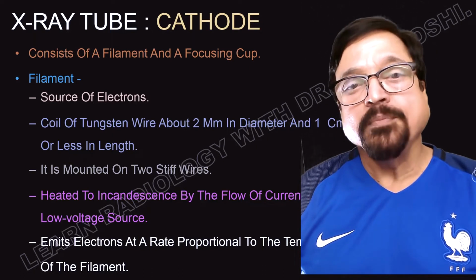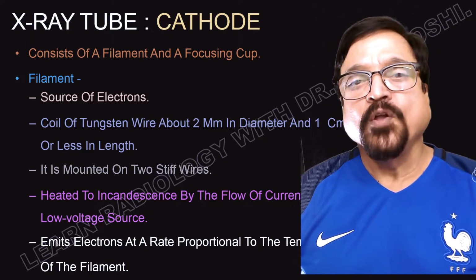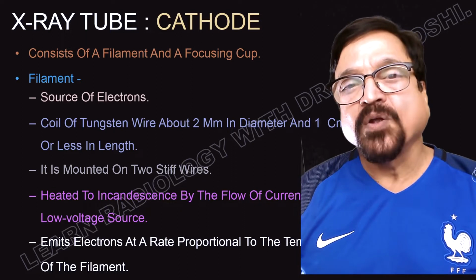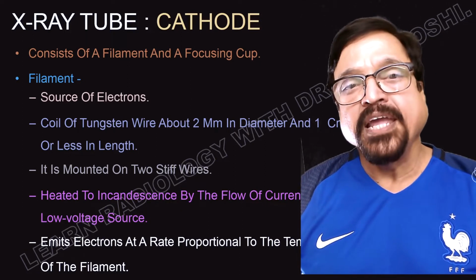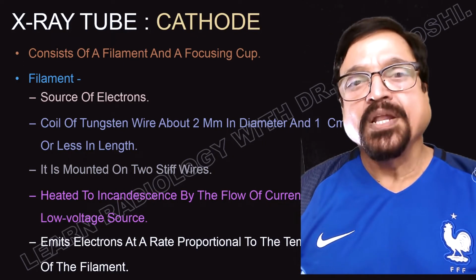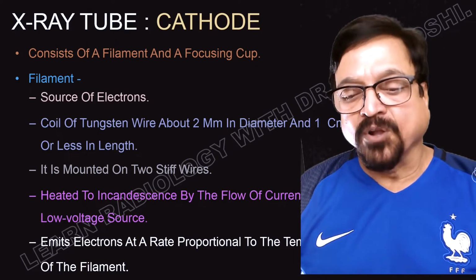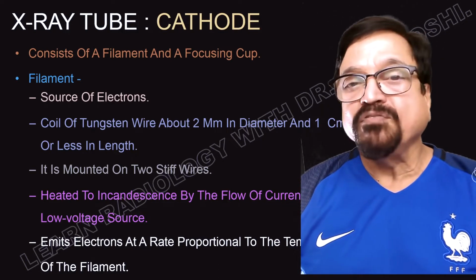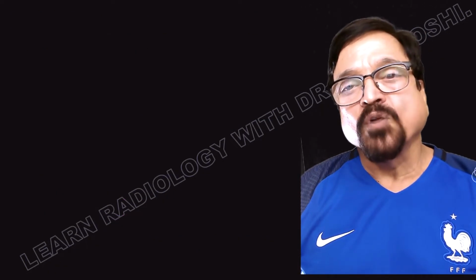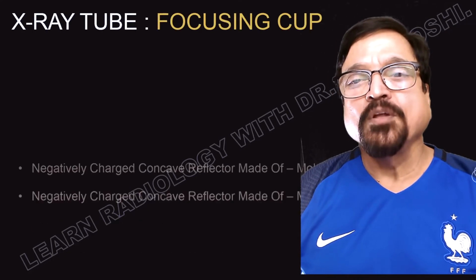Then it has to be heated. Heating is for thermionic emission, which causes an electron cloud around it. To get more and more electrons, the tube has to be supplied with electricity which will heat up the filament and produce free electrons. These electrons are emitted at a rate proportional to the temperature of the filament. So the more the temperature, the more electrons, or the larger the electron cloud.